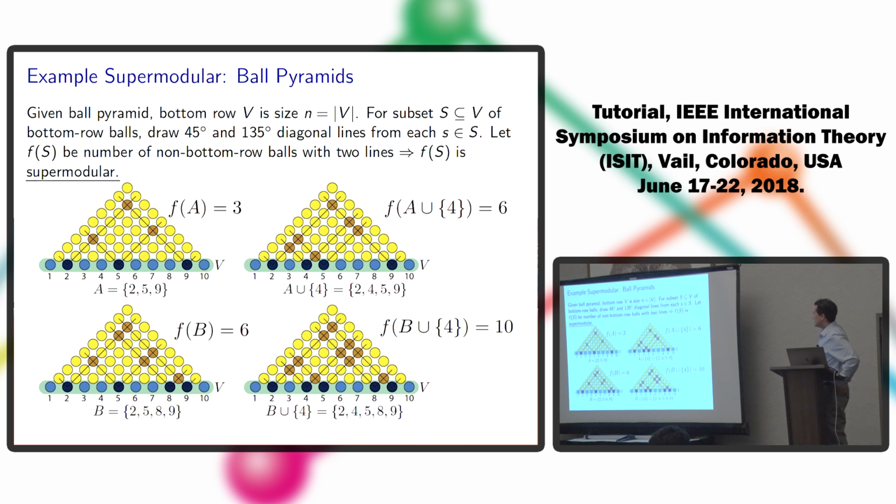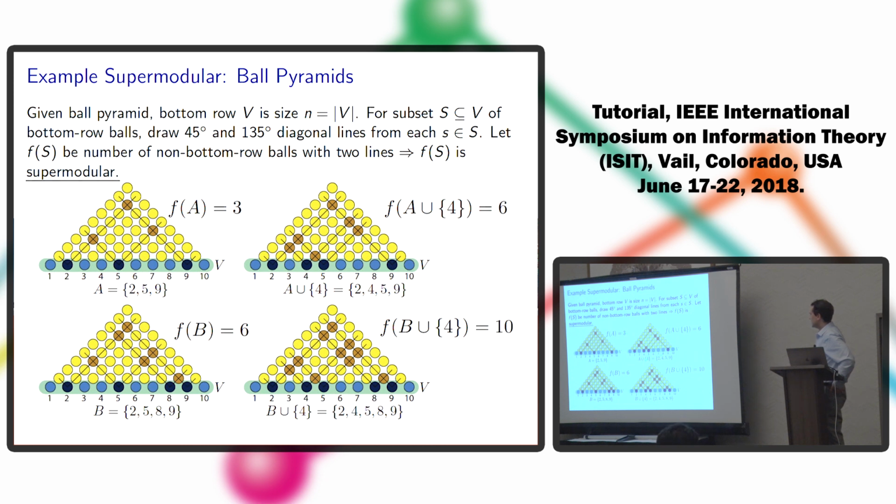And then any ball in the pyramid that is intersected by 2 lines gets counted in the valuation of the subset that's chosen of the balls on the bottom row. So here's an example where the number of balls is 10. We've chosen ball 2, 5, and 9. We've drawn these lines. There's only 3 balls that have 2 lines, and so therefore the value of these 3 balls down here in the set A is equal to 3.